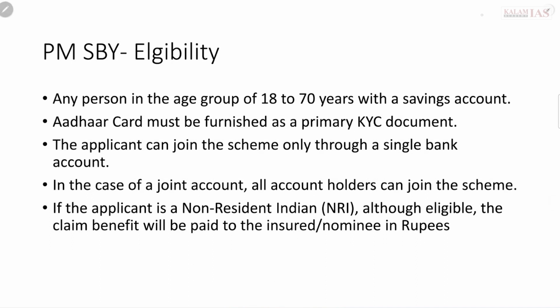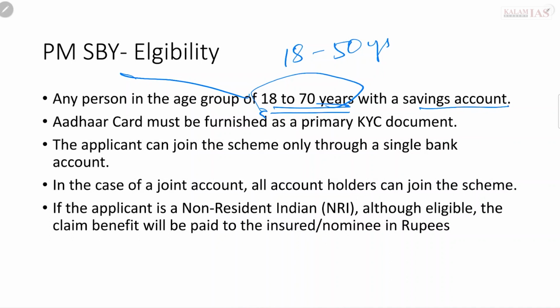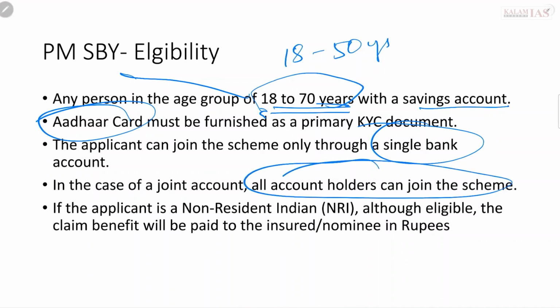The eligibility criteria for the Suraksha Bima Yojana is 18 to 70 years. For Jeevan Jyoti Bima Yojana, it was 18 to 50 years. For Suraksha Bima Yojana, it's 18 to 70 years with a savings account. The Aadhaar card must be furnished as a primary KYC document. The applicant can join the scheme only through a single bank account. In case of a joint account, all account holders can join the scheme.